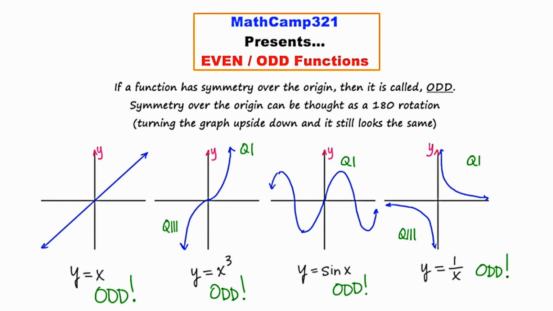Now, after giving the four examples of odd, it may seem that the original graph always has to behave in quadrants 1 and 3. And that's not necessarily true. It could also happen in quadrants 2 and 4. So it's not always along this diagonal like we see here in this line, or with this wiggle, or with these opposing boomerangs. It could be in 2 and 4 as well.